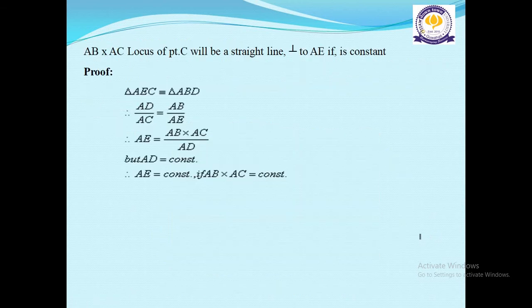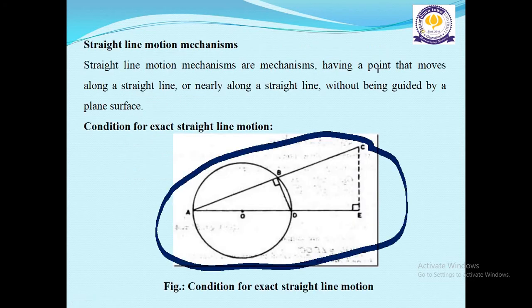Moving on, AB into AC: the locus of point C will be a straight line perpendicular to AE if it is constant. If you refer to this figure, you can see this CE. E here is the perpendicular, and AB is perpendicular at point B. O is the center.